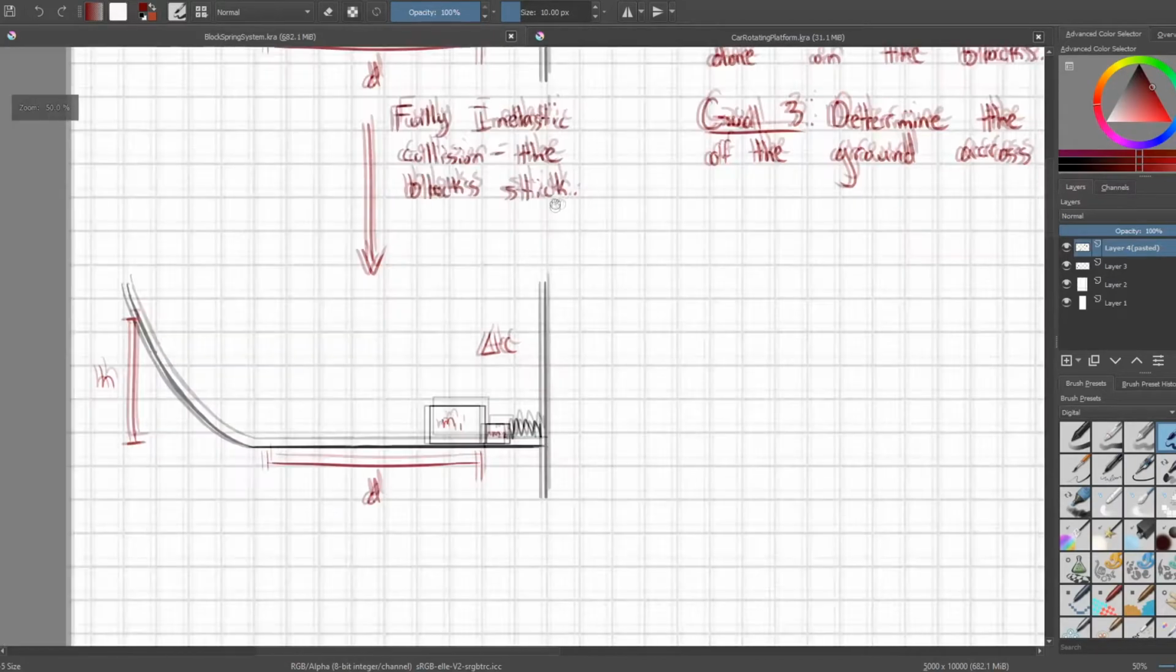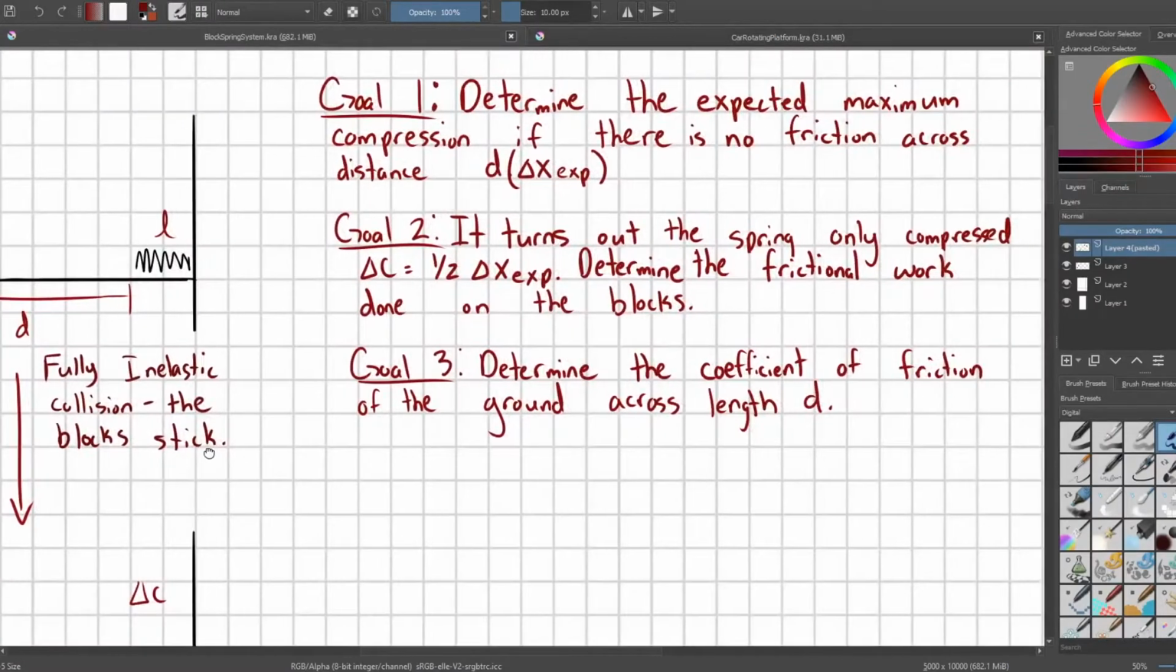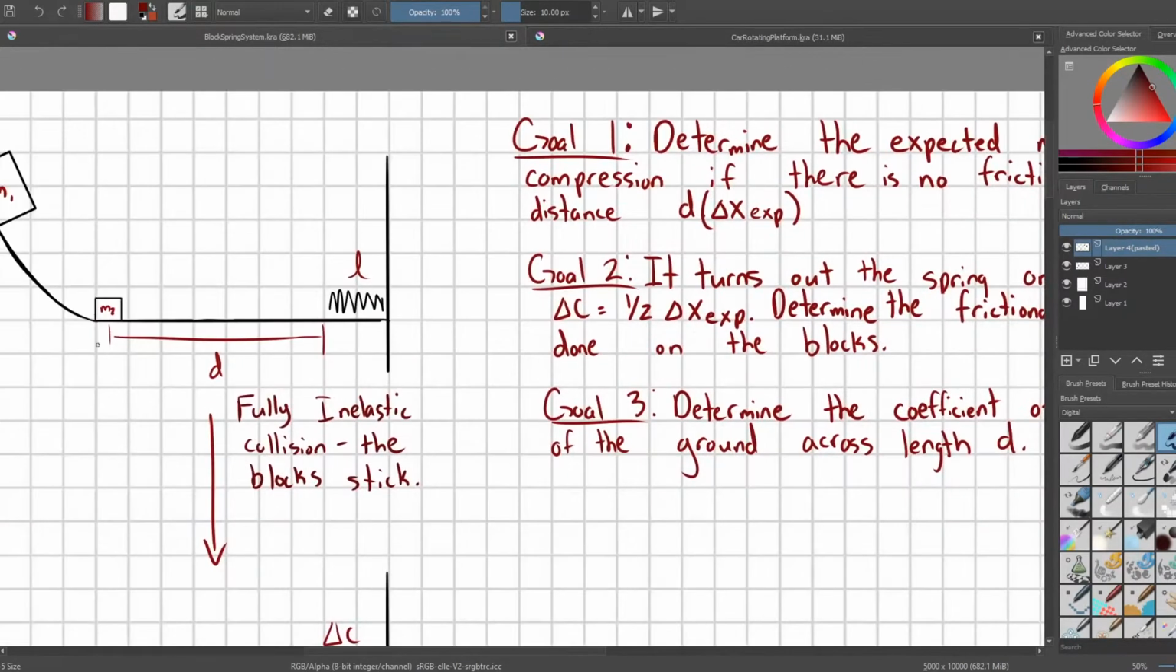Now, the first goal of this problem is to determine the expected maximum compression if there is no friction across this distance d, which the two blocks travel together.